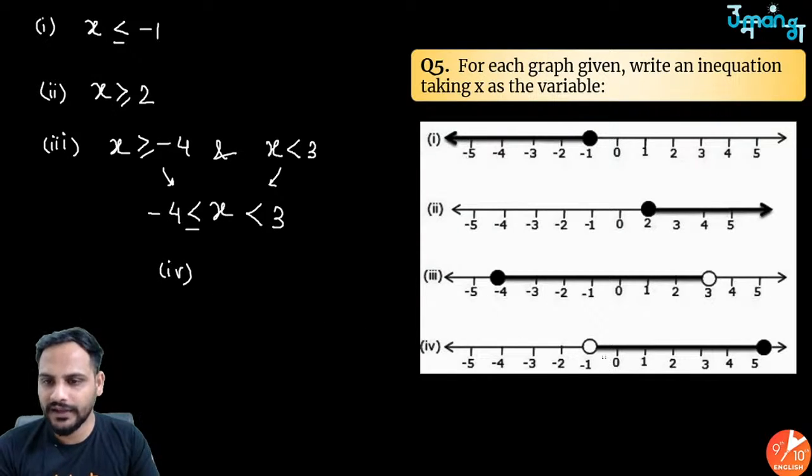So here you can see x is what? Minus 1 is not included, values greater than that. So x is greater than minus 1 but less than or equal to 5.